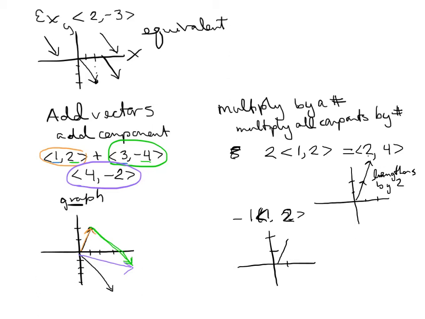1, 2 is right there. If you multiply through by the negative, you get negative 1, negative 2. And so it flips. It basically flips the arrow. Okay, so that's adding vectors.